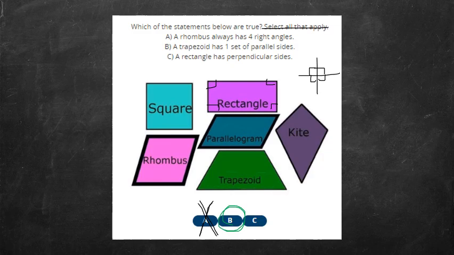It has perpendicular sides. So if I label this side A, this side B, C, and down here is D, A and B would form a perpendicular line. B and C would form a perpendicular line. C and D would form a perpendicular line. And D and A would form perpendicular lines. So yes, answer choice C would be a correct answer.